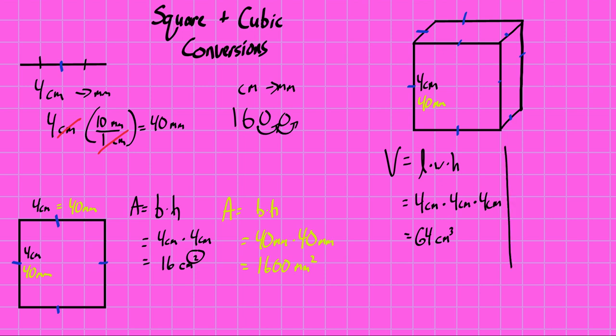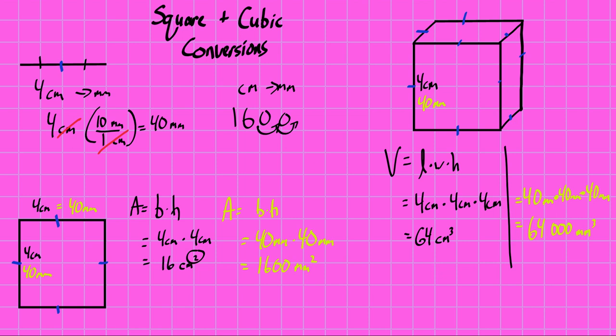If I were to do the same thing in millimeters, I would use 40 millimeters times 40 millimeters times 40 millimeters. Multiply, multiply, that's what those are supposed to be. And 40 times 40 times 40, or 40 cubed, is not 64, but 64,000. And the unit is cubic millimeters. So 64 cubic centimeters and 64,000 cubic millimeters are the same as each other.